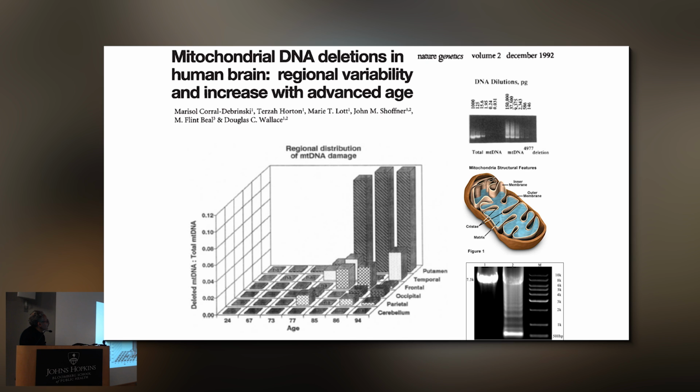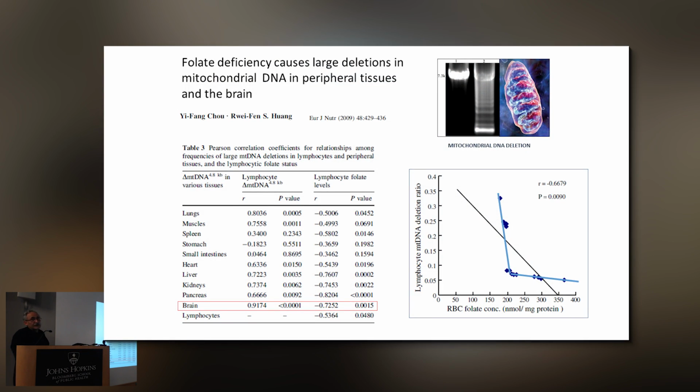Now, it's known that mitochondrial DNA deletions, this was the first paper reporting this, increase with aging in non-dividing tissues, such as here in this case the brain, but also in the muscle. This was shown in studies by Tony Linnane in Australia. This study here is interesting. This is a study done in Taiwan by Wei-Fen Huang, which has actually attracted my attention a lot.